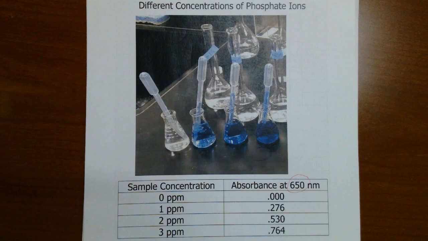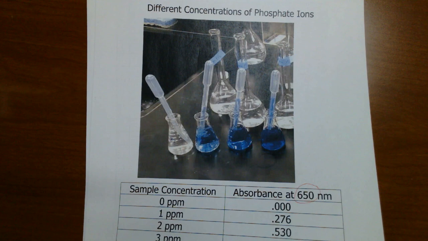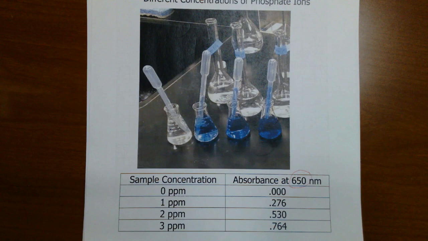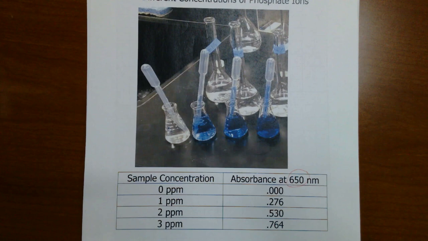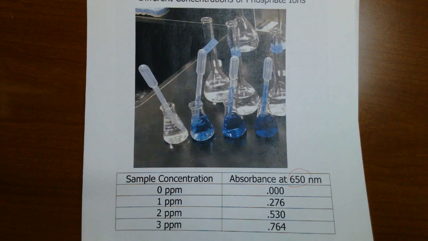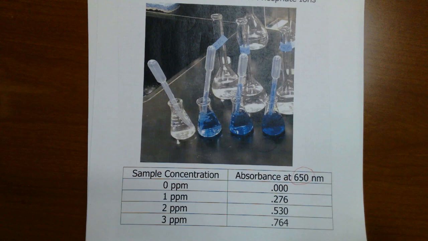So what we're going to do with this data now is prepare what we call a Beer's Law plot. We're going to plot the absorbance on the y-axis versus the sample concentration on the x-axis, because usually we write the independent variable on the x-axis and the dependent variable on the y-axis. You're also going to have to graph the data that we obtained in the lab a little bit later. Okay, so let's take a piece of graph paper.